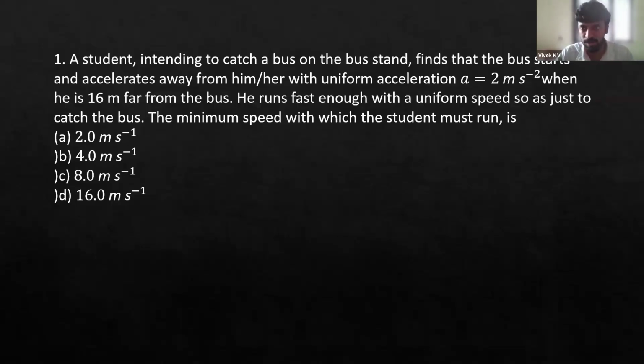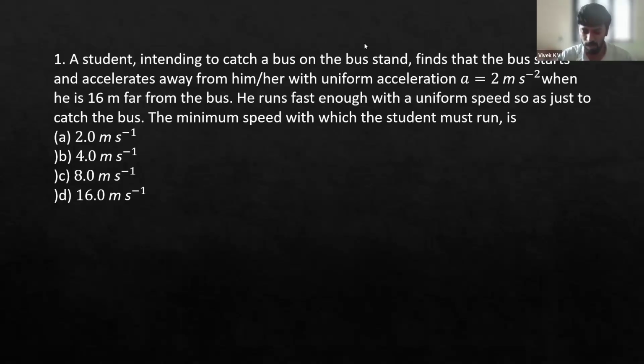The first question that I'm discussing is: a student intending to catch a bus at the bus stand finds the bus starts and accelerates away from him or her with uniform acceleration equal to 2 meter per second square. When he is 16 meter from the bus, he runs fast enough with a uniform speed so as to just catch the bus. Find the minimum speed with which the student must run.